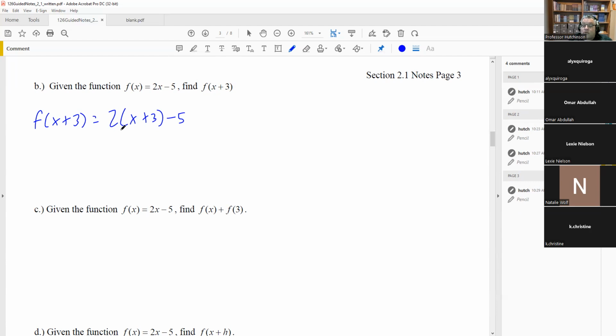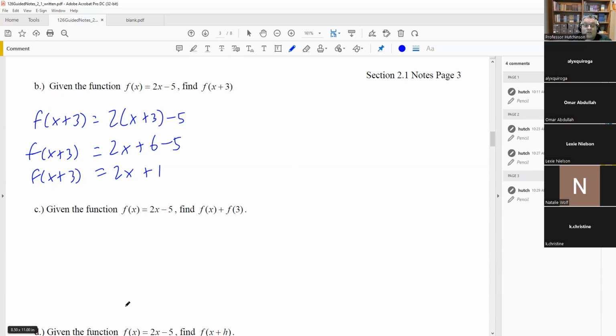So I have 2 times, normally it would be 2 times a blank, because I would get rid of the x, replace the blank with x plus 3, and I get this. Now we're just going to simplify that, 2x plus 6 minus 5, and we get 2x plus 1. So we can just carry this down here. So my final answer, f of x plus 3 is going to be equal to 2x plus 1. So again, we just take out the x here, replace it with what's inside the parentheses.